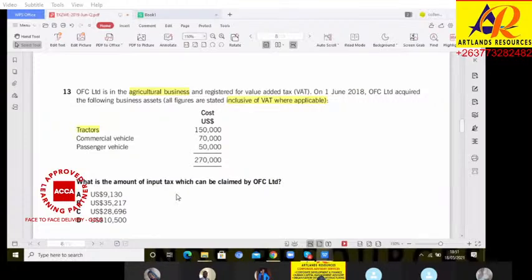Please, time. 15,000 from 70,000. Yes? And that is 15% of 115% multiplied by 70,000. Multiplied by 70,000. The reason they put it is that input tax is per passenger motor vehicle. Yes. Good.